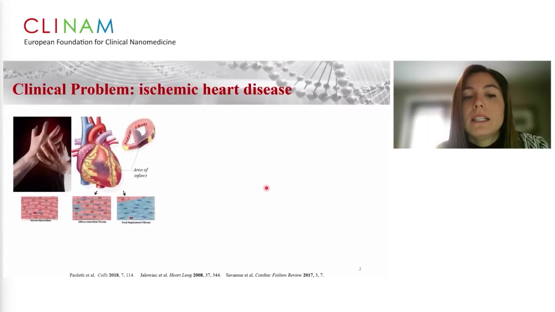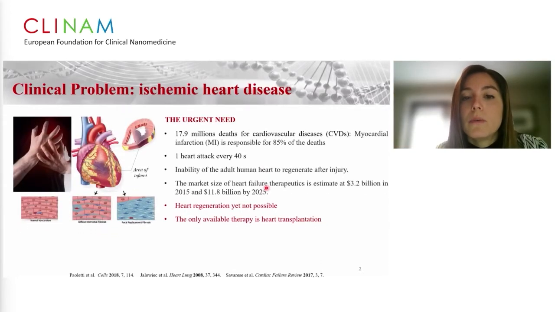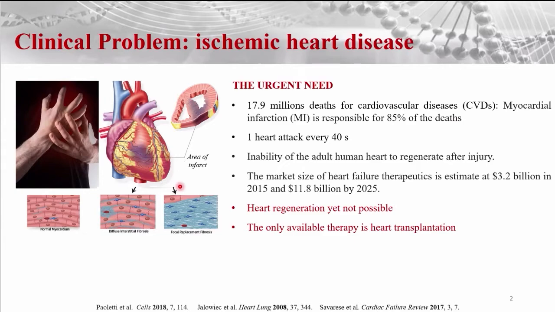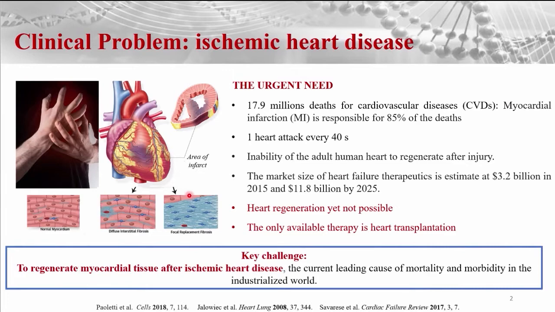Cardiovascular diseases are the leading cause of mortality worldwide. Among these pathologies, myocardial infarction is responsible for 85% of deaths due to the inability of the adult human heart to regenerate after injury. Myocardial infarction causes a decrease or interruption of blood flow and oxygen to the cardiac muscle, with the formation of a fibrotic scar, mainly populated by non-contractile cells. So there is an urgent need to regenerate myocardial tissue after ischemic diseases.